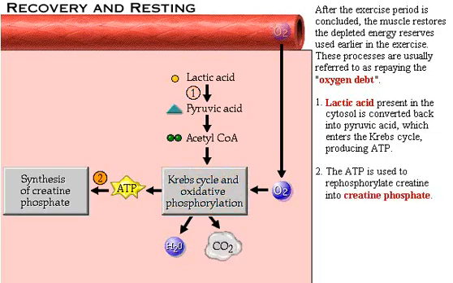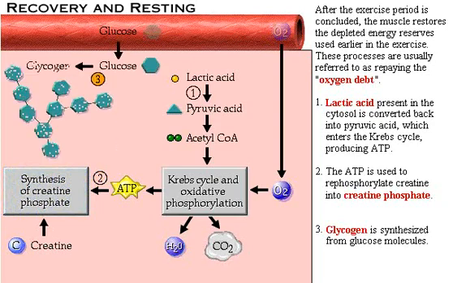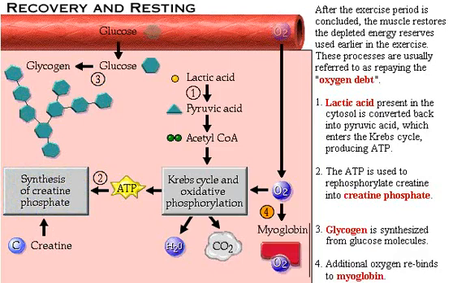2. The ATP is used to rephosphorylate creatine into creatine phosphate. 3. Glycogen is synthesized from glucose molecules. 4. Additional oxygen rebinds to myoglobin.